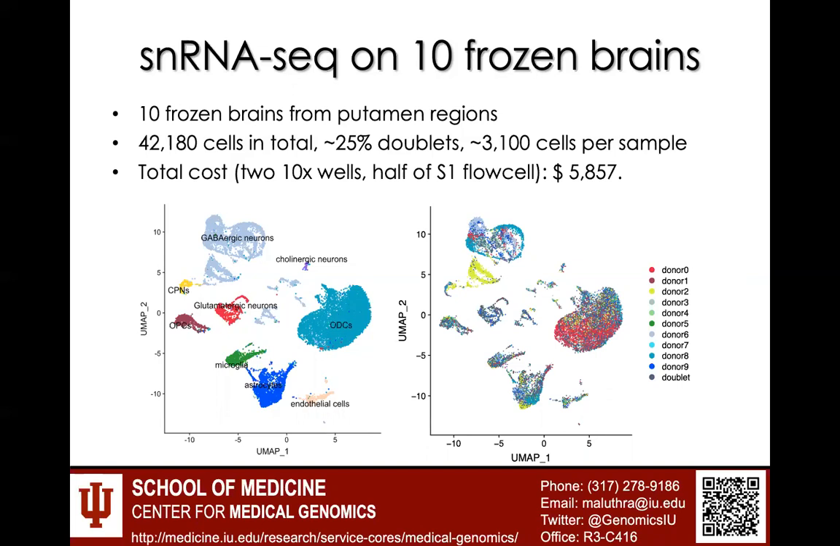We superload the system, generating 42,000 cells across 2 wells of the 10x machine. By the end of the day, we spend about $6,000 and get 10 brain nuclei sequencing samples done. So on average, it's only about $600 per sample.